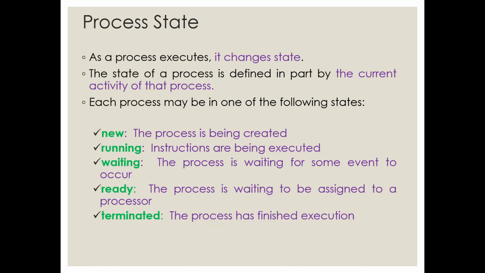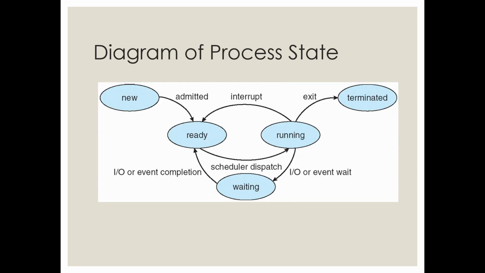What is meant by process state? A process changes state as it executes. While we are processing the program or execution, it changes the state from one to another. Each process may be in one of the following states: new, running, waiting, ready, terminated. Terminated means the process has finished execution. So after the final execution, the process may change from one state to another state. This is known as process state.